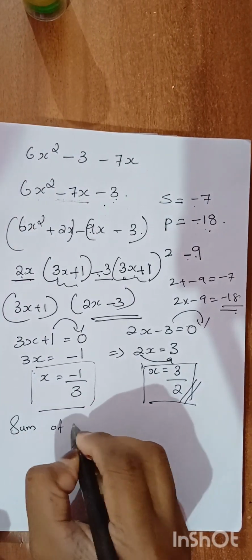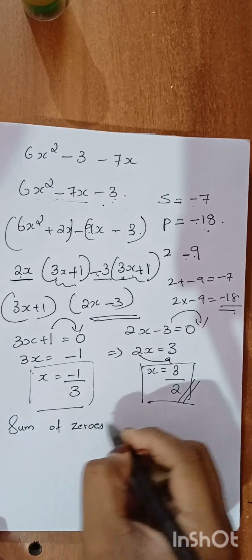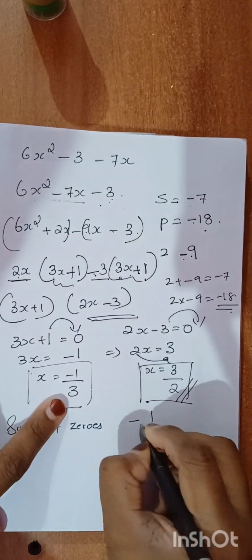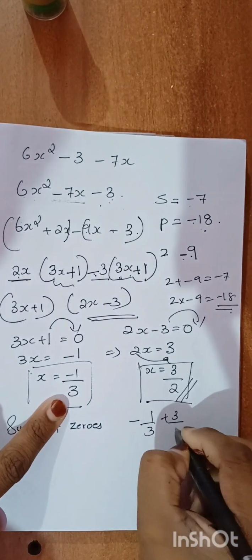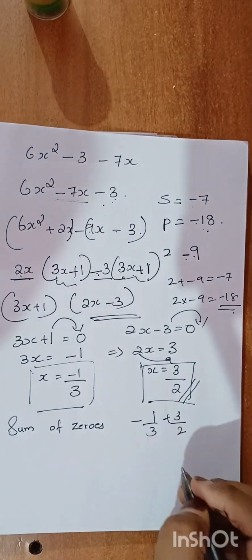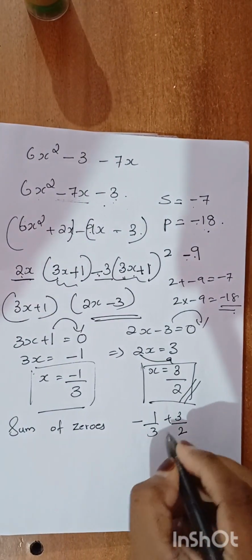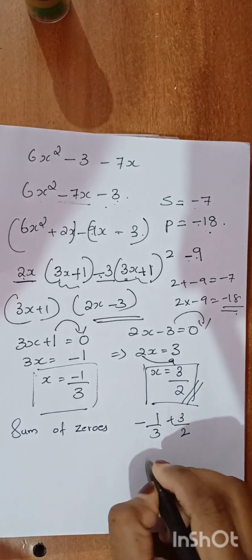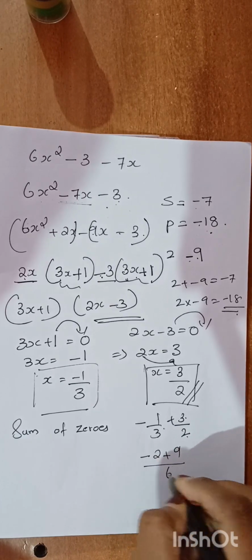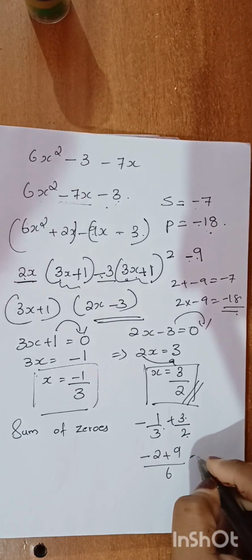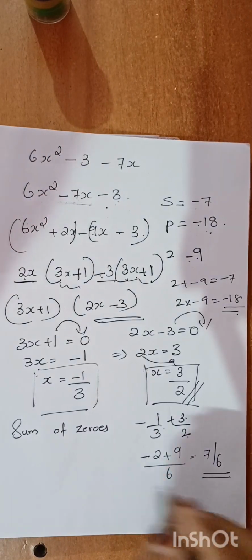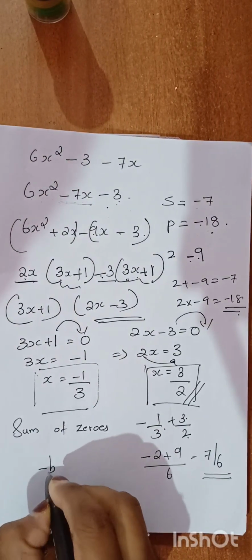Sum of zeros is minus 1 by 3 plus 3 by 2. You can solve this either by using the LCM method or the cross multiplication method. I am taking the cross multiplication method here. Minus 1 into 2 is minus 2, plus 3 into 3 is 9, divided by 3 into 2 which is 6. That is 9 minus 2, which is 7 by 6. And what about the formula minus b by a?